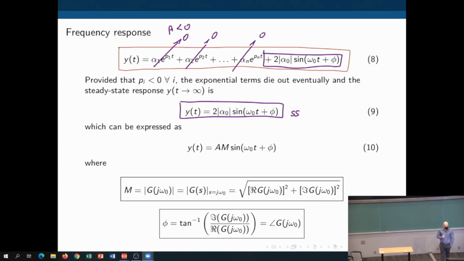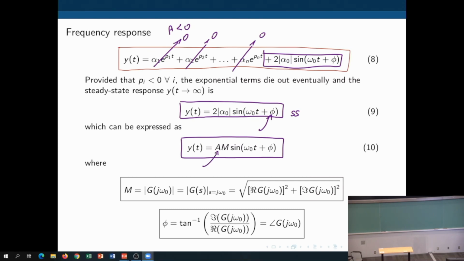Two things happen here. We see a change in magnitude. We see 2 alpha 0. These are constants that appeared here. So the magnitude has changed. And we also see the appearance of this sine, this phi here, which is a phase shift. Now, we don't need to calculate this all the time because equation 10 has all what we need. This expression can be expressed in the format of equation 10, where A is the magnitude of the input.